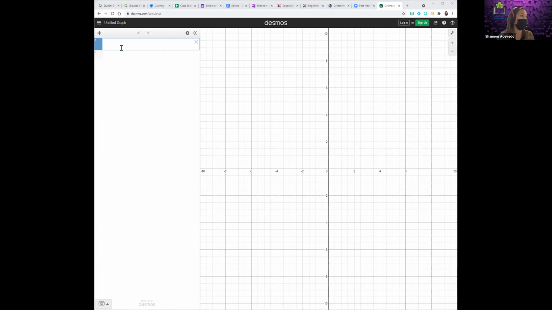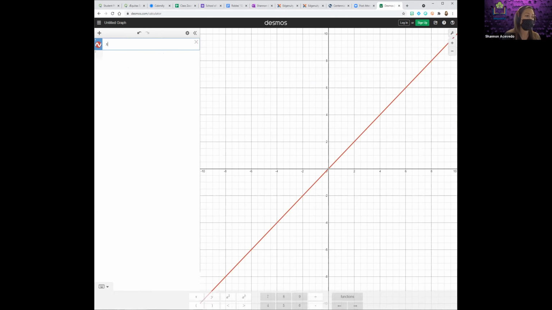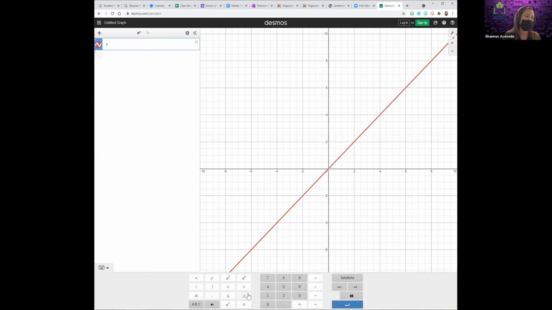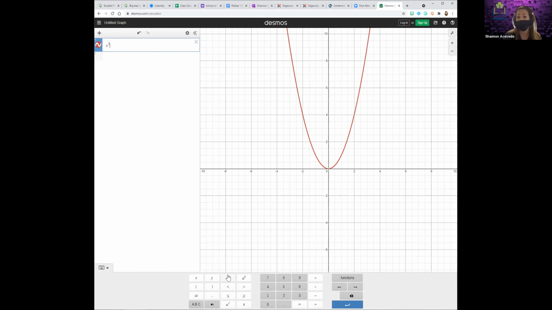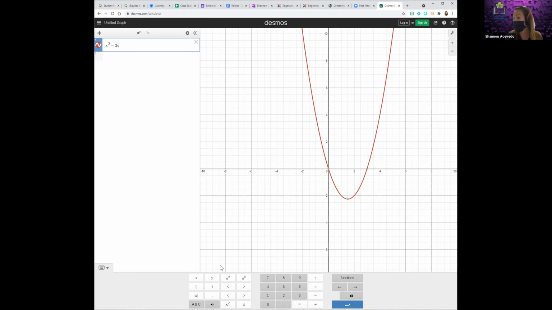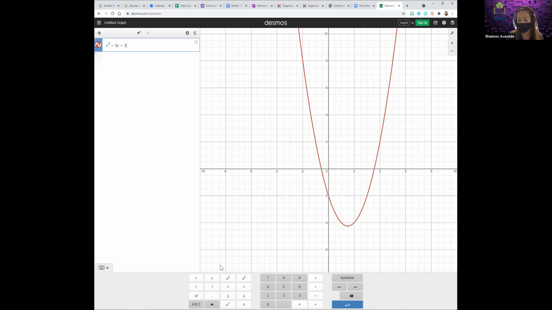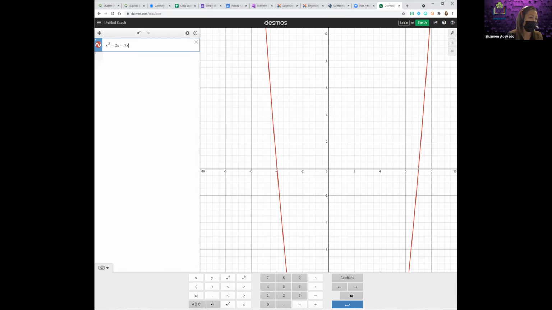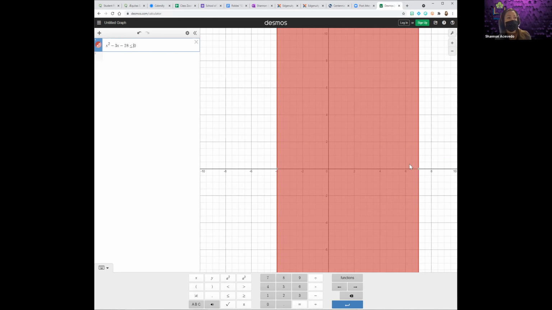Perfect. Okay, so I'm just plugging in the same equation I had. I just Googled Desmos. You could go into your Edgenuity and do it as well, but I actually preferred the online version over the one that's in Edgenuity. So it was x squared minus 3x minus 28 is greater than or equal to 0. Let's put that in.